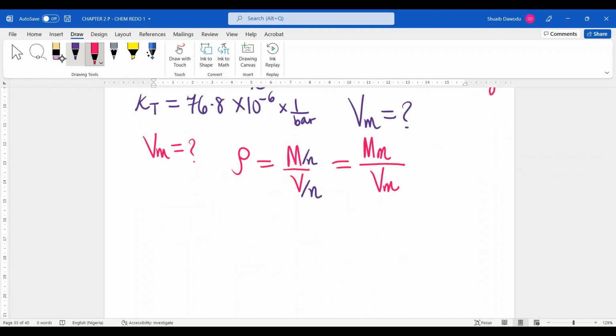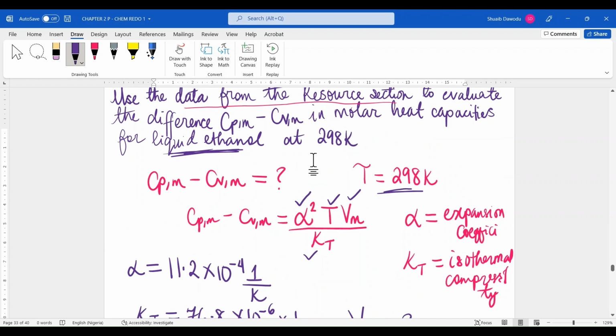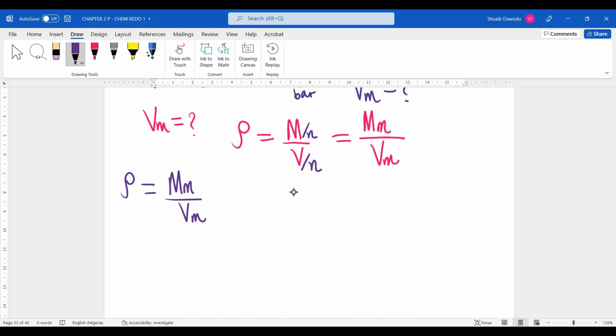Density is now simply molar mass divided by molar volume. Since we know the identity of liquid ethanol, we can automatically know the density.